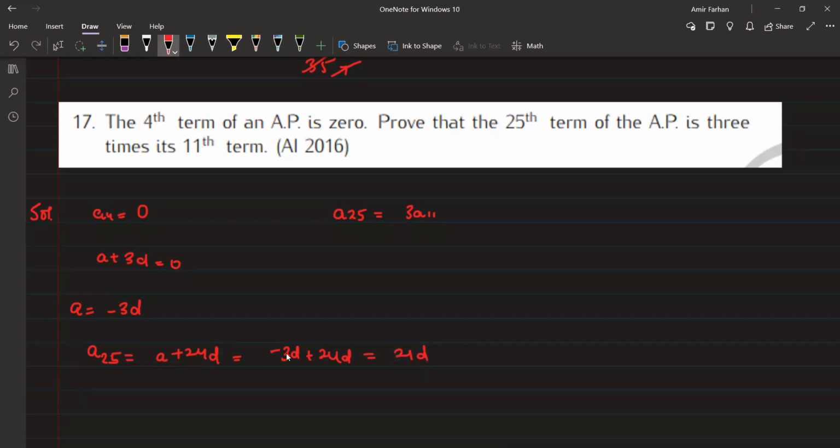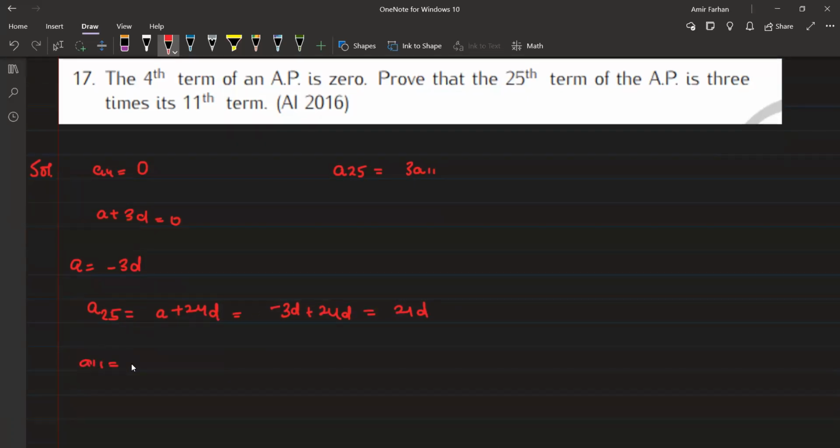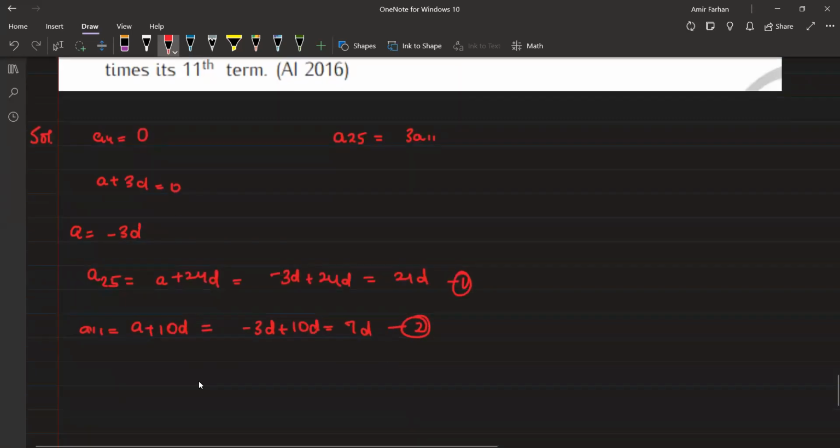Similarly, A11 is A plus 10D. Put the value of A: minus 3D plus 10D is equal to 7D left. Clear? First equation, second equation. Now you can write A25 as 3 into 7D. Yes or no?